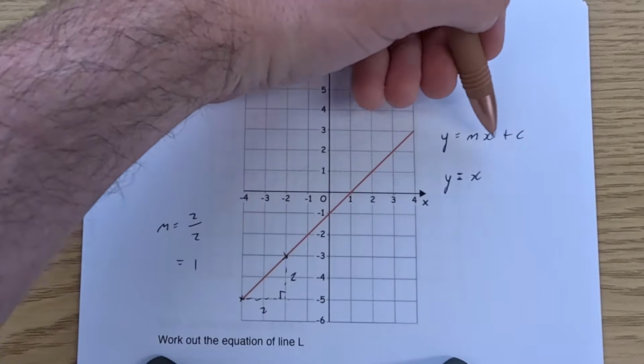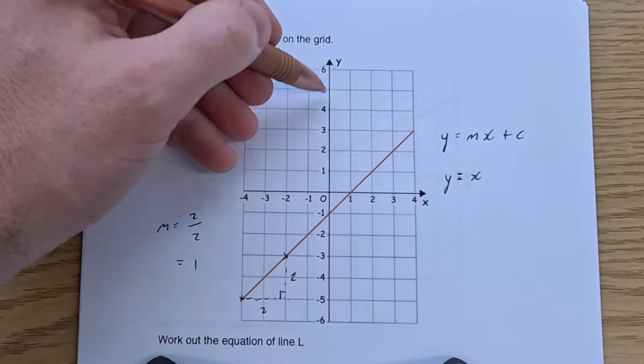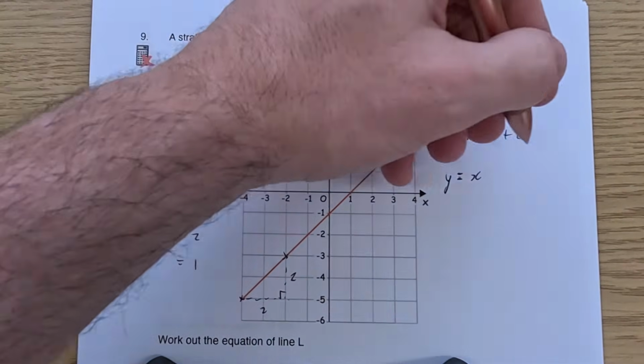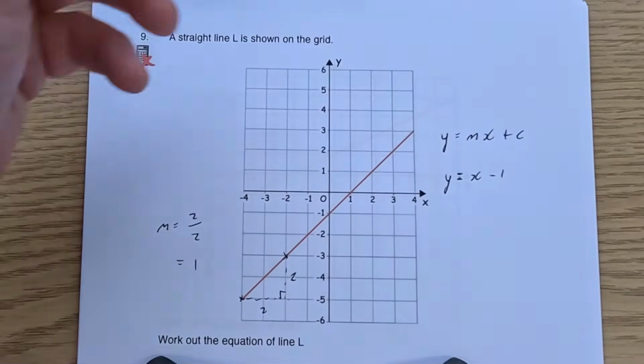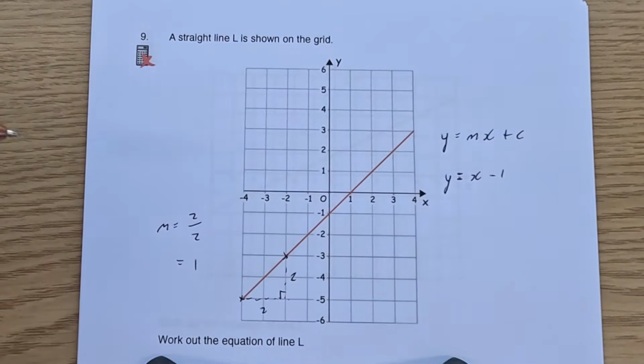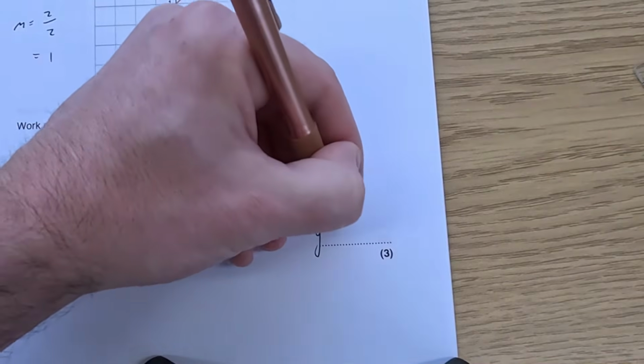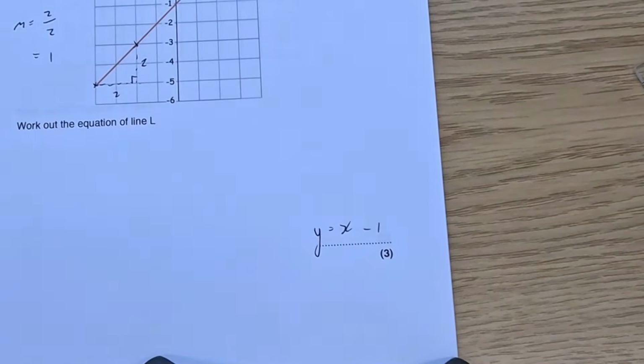Now I need to find the plus c part, the y-intercept. So if we have a look at the y-axis, it crosses at -1. So the y-intercept is -1. So that means the equation of that line is y equals x minus 1. And that's it. So let's write that down. y equals x minus 1. And that's the equation of that line.